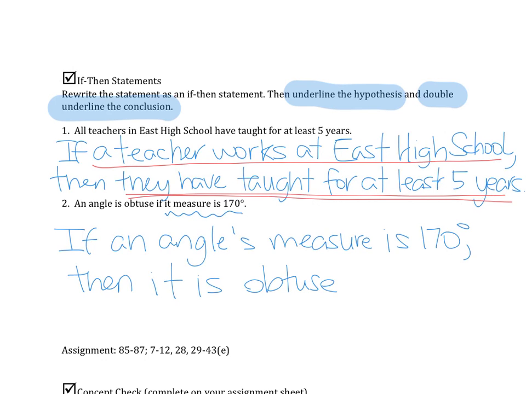The second one, you can see the if is already there, so you want to make sure that you move that to the front. So if an angle's measure, replace the word it with the words an angle's measure, is 170 degrees, then it is obtuse. Hypothesis, an angle's measure is 170. Conclusion, it is obtuse.